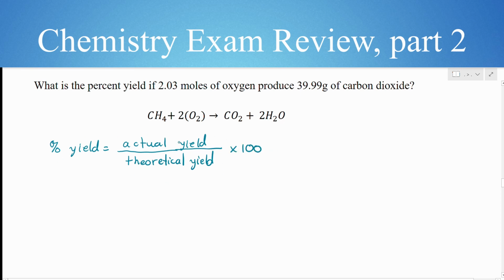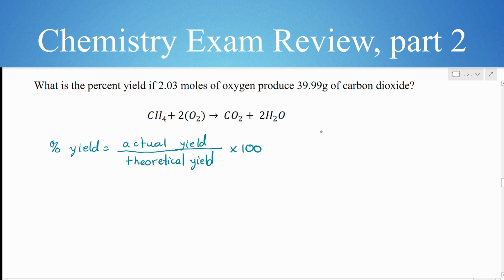Now, we have to know that the actual yield is going to be this number here. And we have to know that the theoretical yield is just the stoichiometric yield. It's just going to be what we get from stoichiometry. So because we're going to use this equation and we are already given the actual yield, we need to find the theoretical yield from stoichiometry.